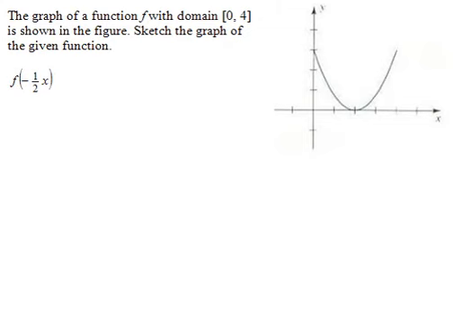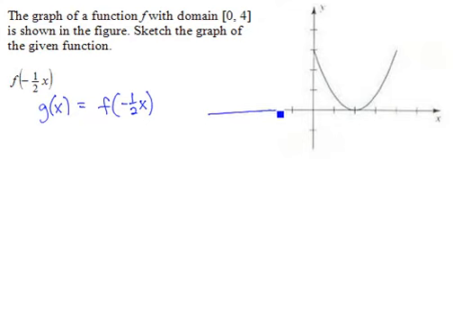The graph of a function f with domain 0 to 4 is shown in the figure. Sketch the graph of the given function f of negative 1/2 x. Well, let's actually give a name to that transformed function. Let's say that g of x is computed by taking f and evaluating it at negative 1/2 of x.